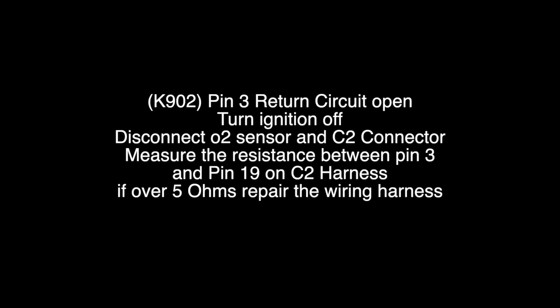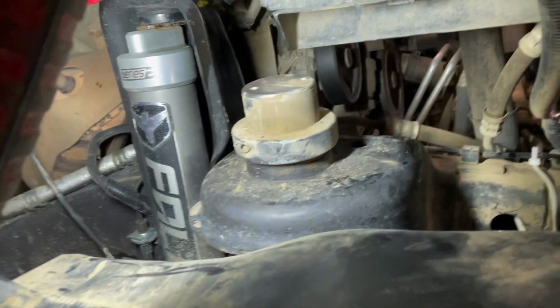So this test is the same as the last one. K902 pin 3, return circuit open, turn the ignition off. The O2 sensor and the C2 connector should still be off if you just did the last test. Measure the resistance between pin 3 and pin 19 on the C2 harness. If over 5 ohms, repair the wiring harness. And this is the last test. If you've gone through all this, the problem is most likely with the PCM.